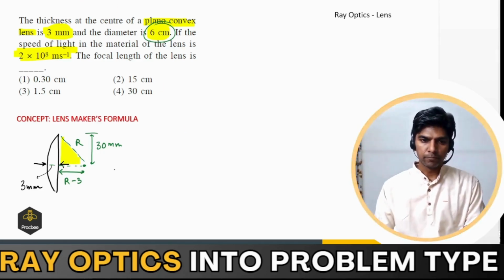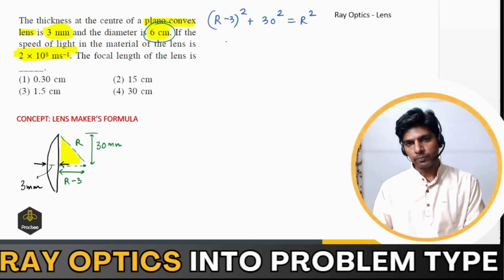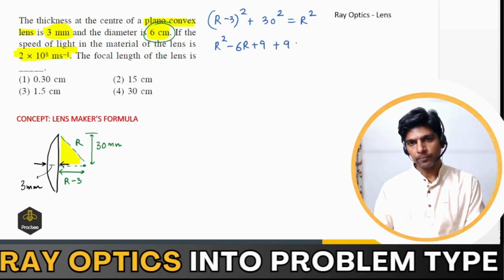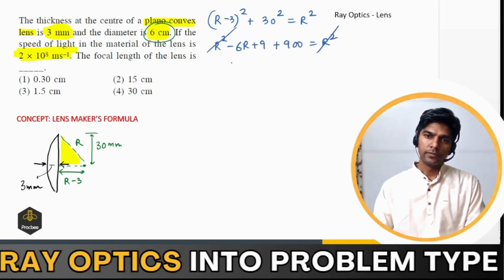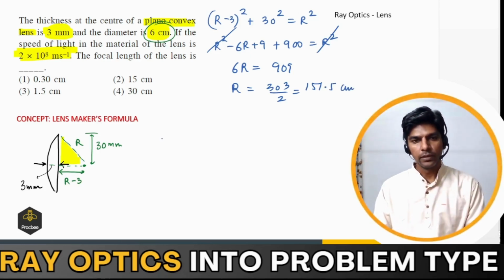So we can say R minus 3 square plus 30 square is equal to R square. So if I simplify this, R square minus 6R plus 9 plus 900 is equal to R square. So R square will get cancelled out, right? So 6 times R will be 909. So R comes out to be 303 by 2, so that will be 151.5 millimeter. So we got the value of R.